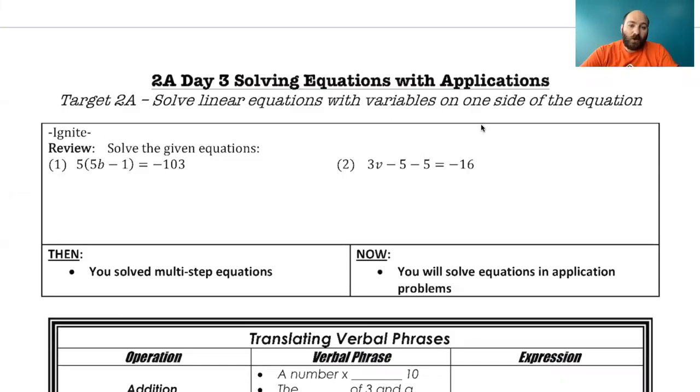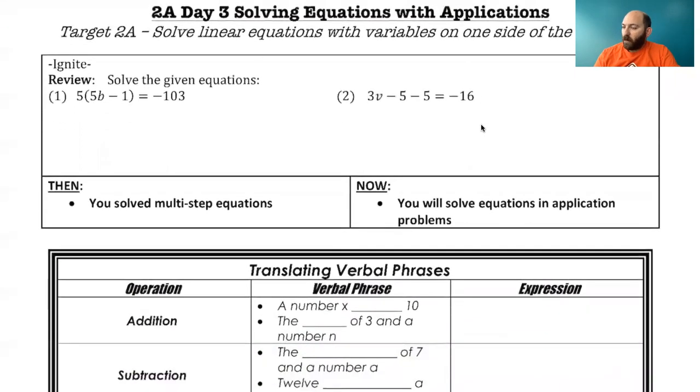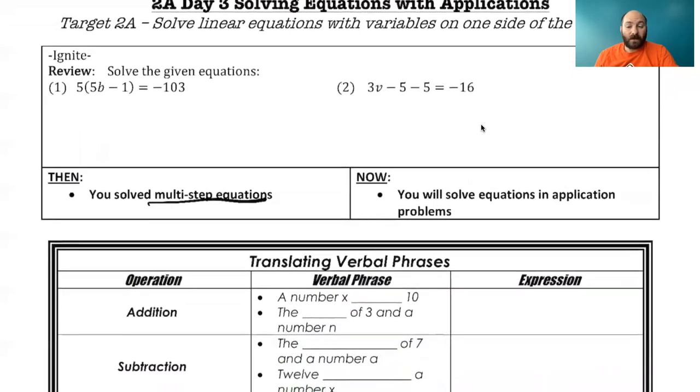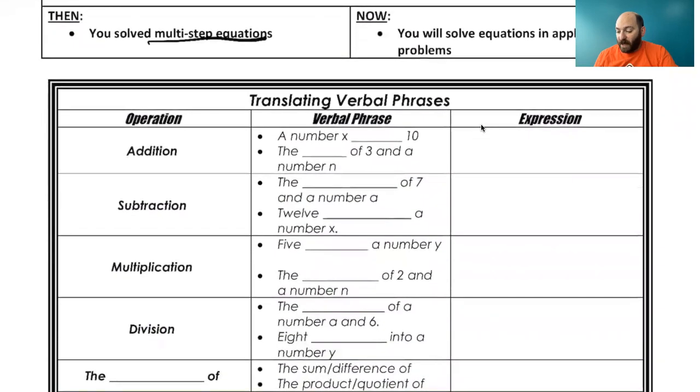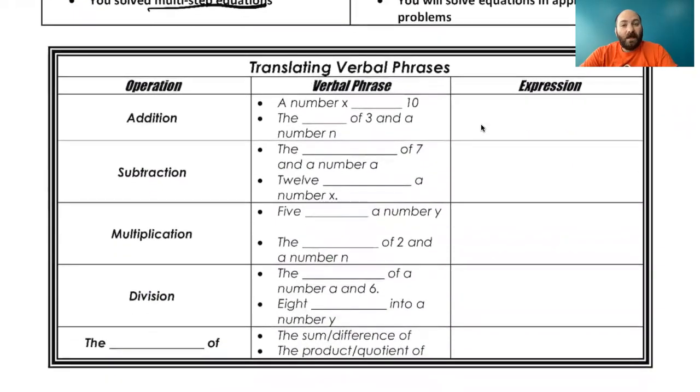Today we're going to be talking about 2A Day 3, solving equations with applications. So when we look at these, remember what we've covered so far is multi-step equations. We're going to apply those now in a variety of different problems. First thing we've got to make sure we clarify is how do we translate certain phrases into math expressions?